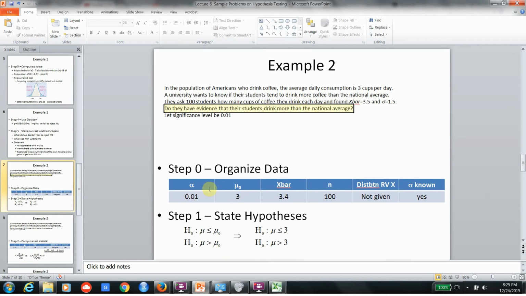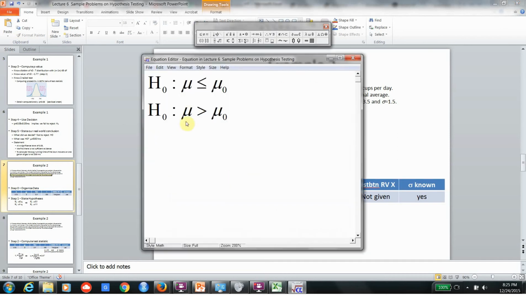So first we organize our data. Our significance level is 0.01. The hypothesized mean is 3. We have 3.5 for x bar, a sample size of 100. The distribution is not given, but n is large enough, so we're okay. We can use the central limit theorem. And we do know the population standard deviation. So we state our hypotheses. The null hypothesis is that it's 3 or less. The alternative is that it's greater than 3.